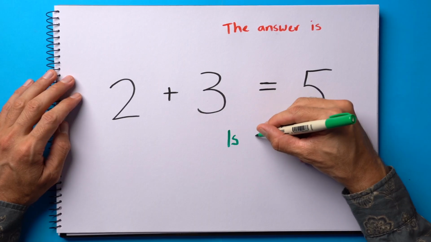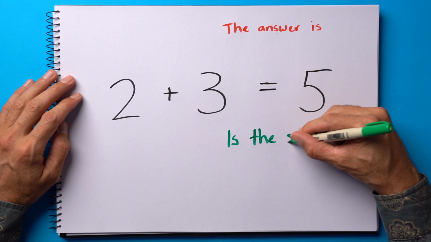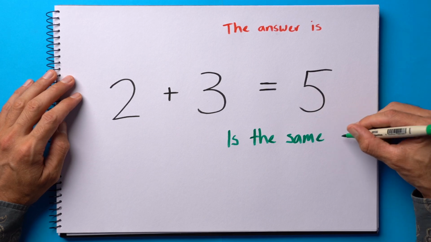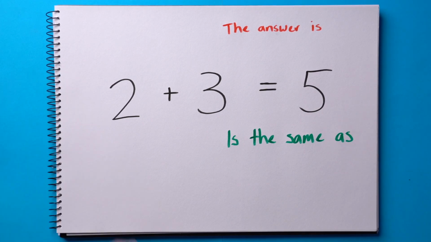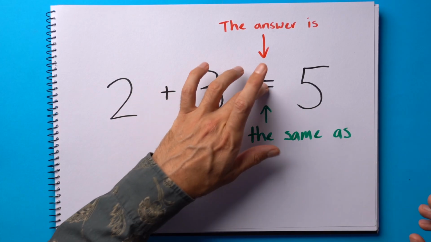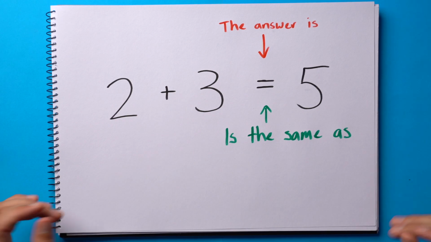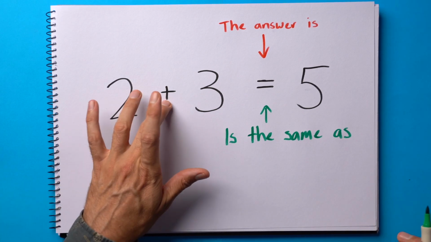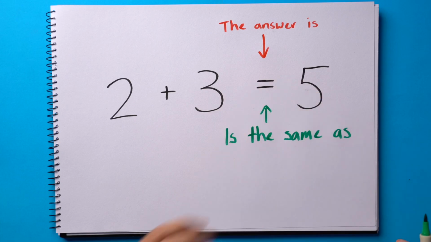What I notice that a lot of people understand about this sign is it means the answer is. Now, it can mean the answer is, or the simplest form is, but a more correct way of talking about it would be the same as. We could read this number sentence in a couple of different ways. If it was 2 plus 3 and the answer is 5, that would be one way. Or the other way is 2 plus 3 is the same as 5.